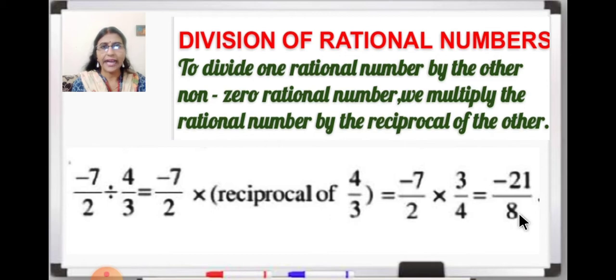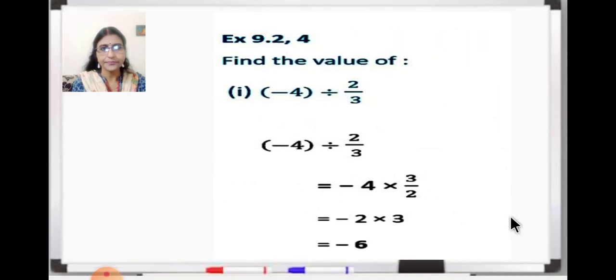So let us start the next question, which is based on division. Exercise questions we will start. Now exercise 9.2, question number 4. Find the value of. First question, minus 4 divided by 2 upon 3. Children, you see in your textbook, this is the first question, first part. So this can be written like this, minus 4 divided by 2 upon 3. This is the question given.